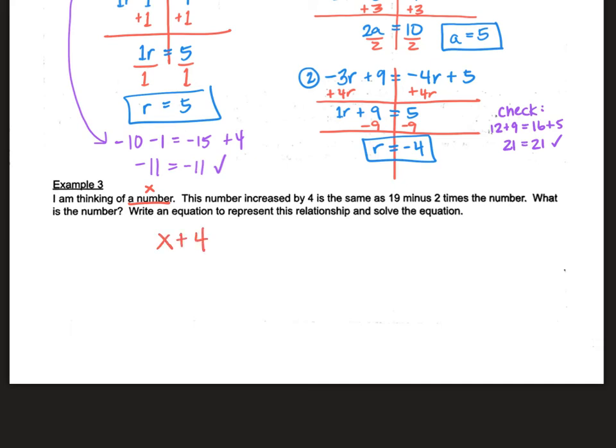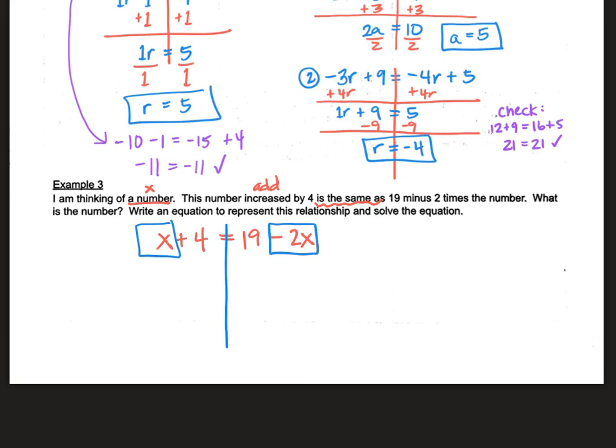Okay, increase means we're adding. Is the same as, so this means we're going to use an equal sign. 19 minus 2 times the number. So 19 minus 2x. 2x means 2 times x. And that's our equation. If I draw a line down where the equal sign is, I got the x over here. That's like saying it's a 1x. And then this here is a negative 2x.